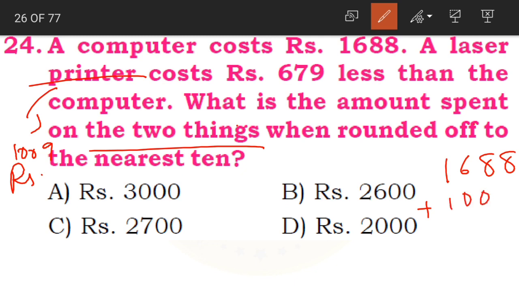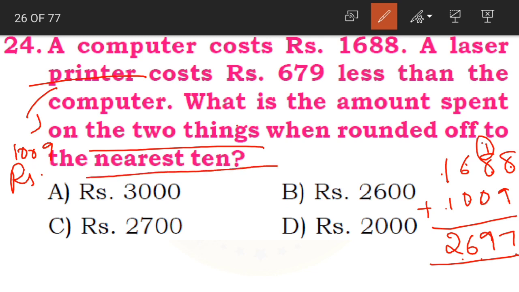1688 plus 1009. 8 plus 9, 17. 1 plus 8, 9. 9 plus 0, 9. 6 plus 0, 6. 2 plus 1 plus 1, 2. 2697. Now what should we do with this?